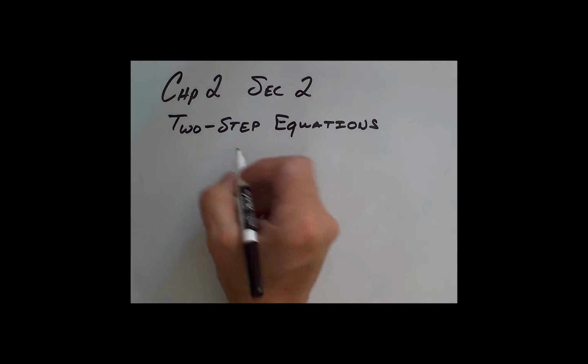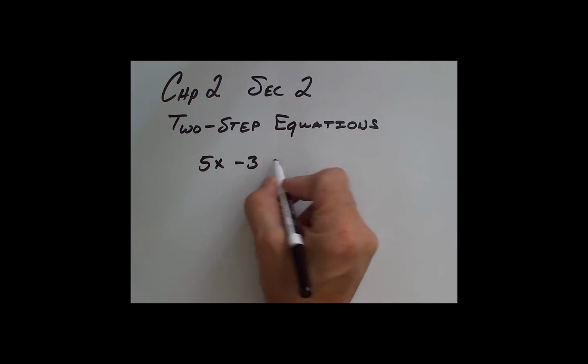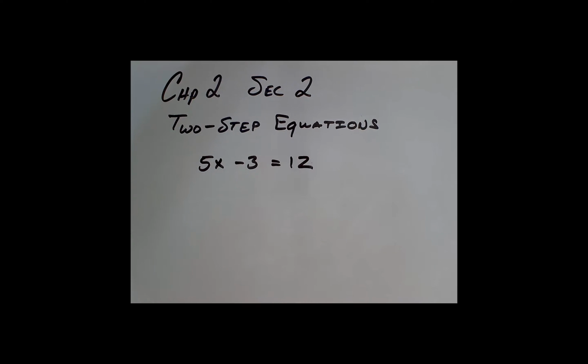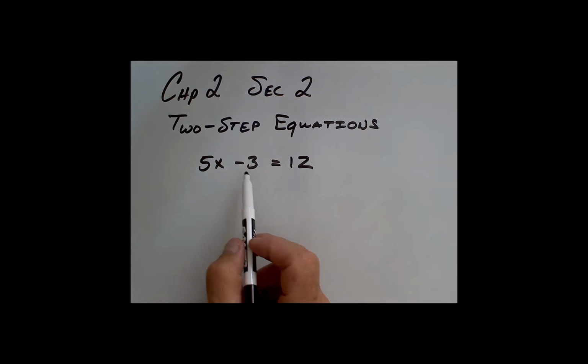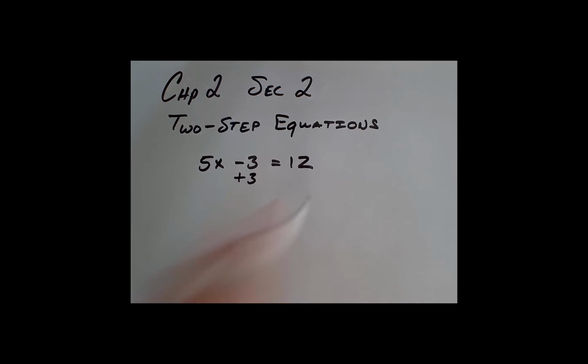Let's take an equation. 5x minus 3 equals 12. If you take a look at this equation, we have an additive inverse and we have a multiplicative inverse we have to do for this equation. This is a two-step equation. First, we're going to do the additive inverse. So we take a look at this and we say, what is the additive inverse of a negative 3? Well, we know the additive inverse of a negative 3 is plus 3.